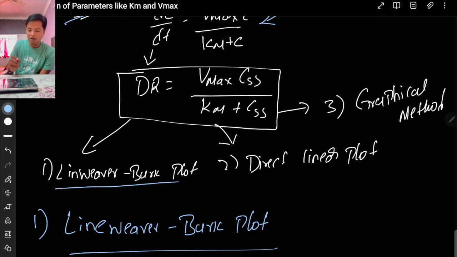One method is again the Lineweaver-Burk plot. I already told you what the Lineweaver-Burk plot is. It is the inverse plot drawn by taking the inverse of the Michaelis-Menten equation. To draw it, you need to invert the Michaelis-Menten equation. I will tell you how to do that in the coming session. Then the direct linear plot, and the third method is the graphical method. So by using only this equation, we can determine the Vmax and Km values by three methods.